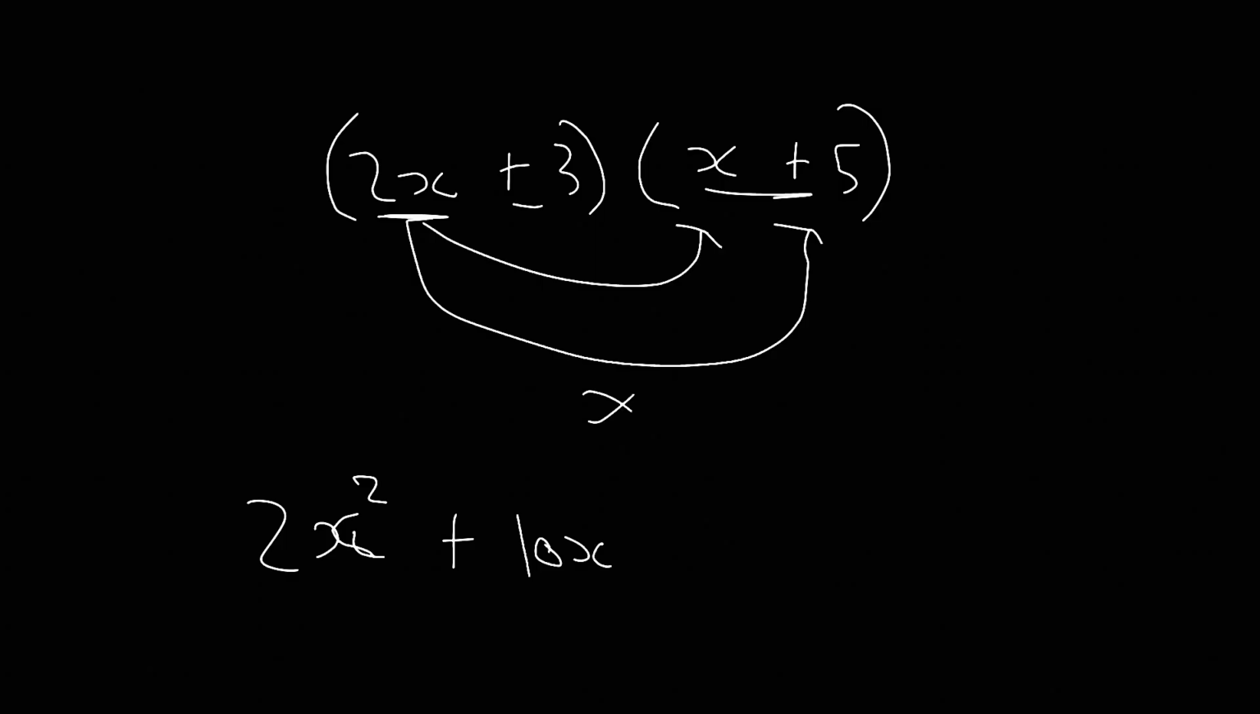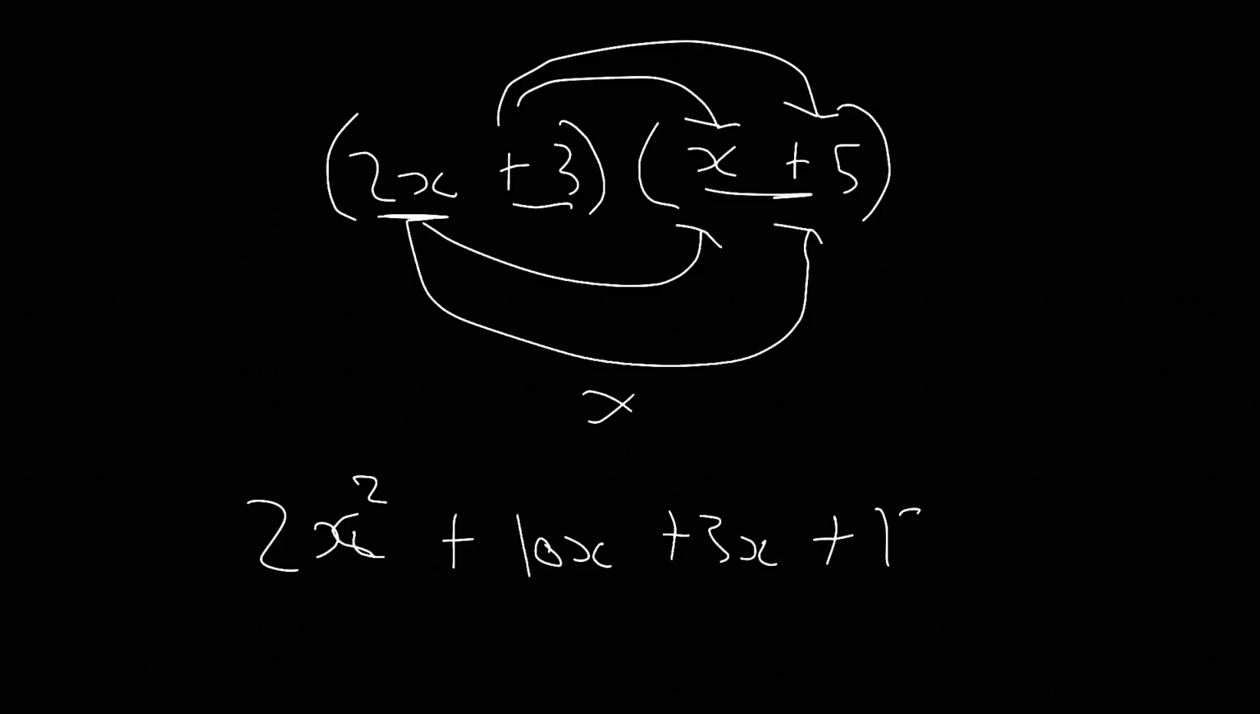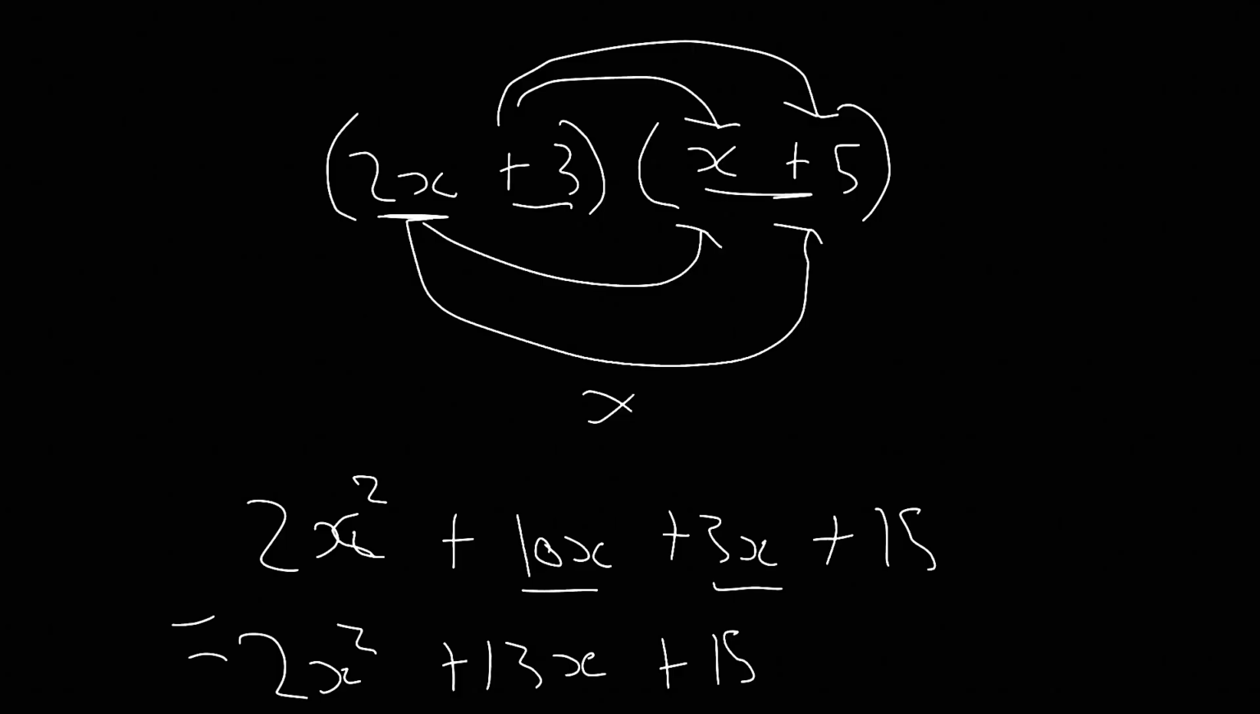Then I get my plus 3 over here, which is the second value in my first double bracket, and multiply it by both of these values. So plus 3 times x just gives me plus 3x, plus 3 times plus 5 gives me plus 15. Then we can go ahead and collect like terms. I have this 10x over here and this 3x over here. So therefore my final answer is 2x squared, 10x plus 3x, which is 13x, plus 15. And that is my final answer.